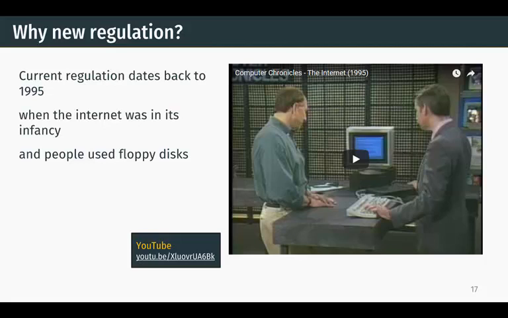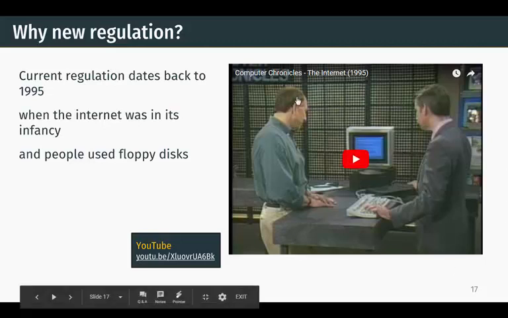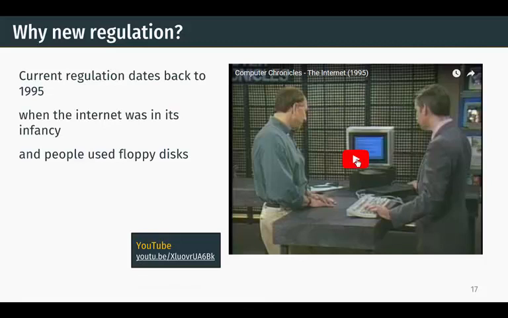So back in 1995, when the European directive that was the basis for the Data Protection Act was created, the internet was in its infancy. People still used floppy disks, and here I'm going to show you a few seconds of a computer program that was showcasing the first internet cafes, things like that.